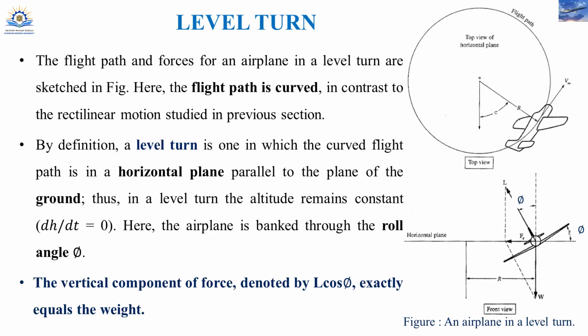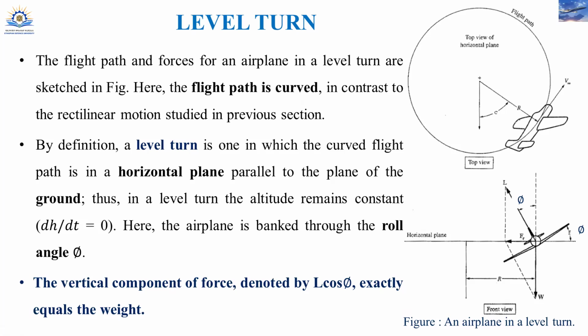So now let's start with level turn. Start with level turn and derive some formulas which are helpful for level turn. So the flight path and forces for an airplane in the level turn, you can see in the sketch. One of the views is from the top. So the circle which you are looking at is from the top. When you see it from the top, the aircraft is performing a turn, but still the aircraft is at the same altitude. It will not increase altitude or decrease. Okay, so level turn is related with flight within the given altitude only.